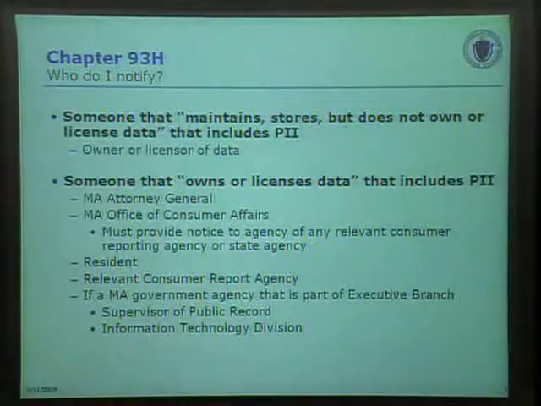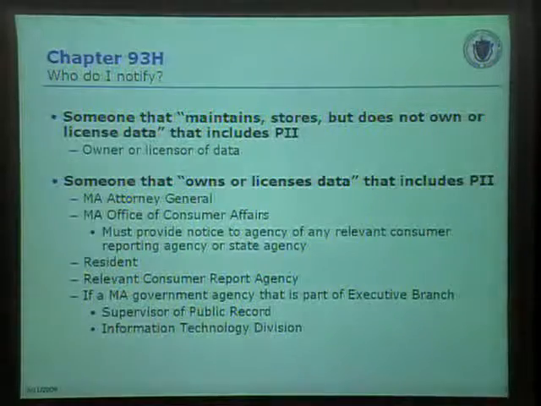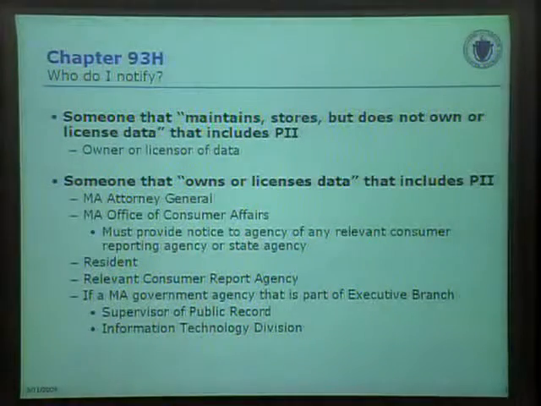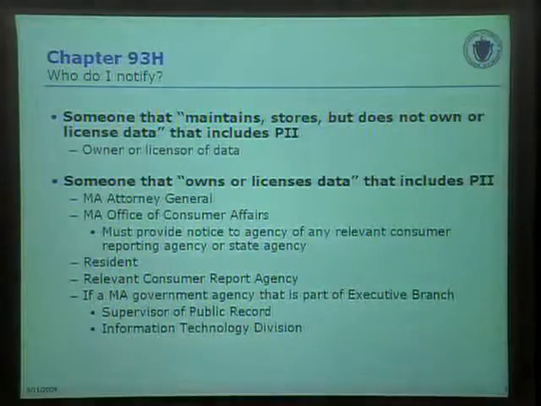So there are two basic classifications within 93H. First, someone that maintains or stores, but does not own or license, data that includes PII. Say you own an ISP and one of your customers' servers has gotten hacked. You need to contact the owner or licensor of that data. Another case would be, I came from a public health background. In one of my previous jobs in the state, we licensed data from somebody, but we weren't in control of it. It was someone else's data set. We have to then notify them that, hey, oops.